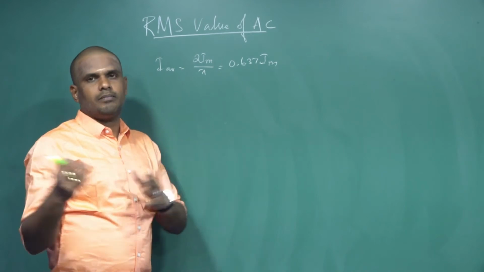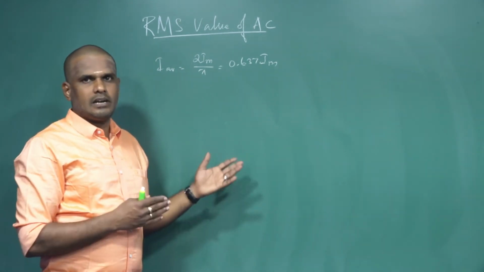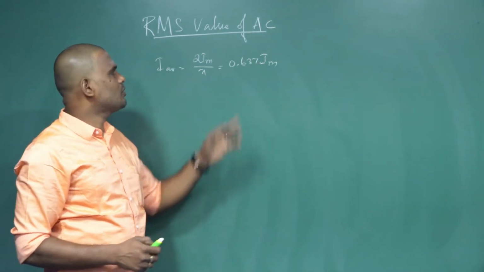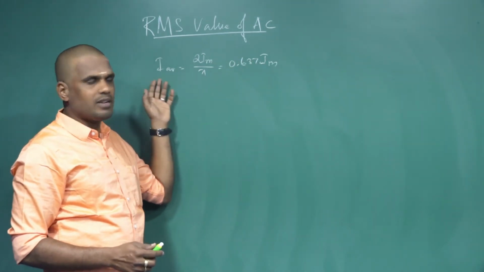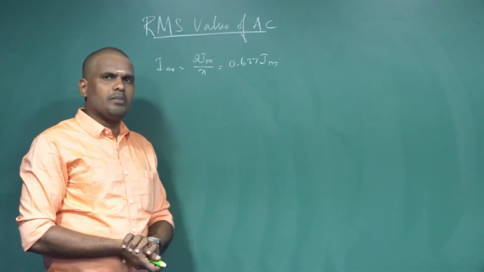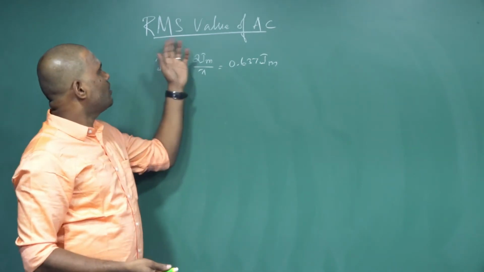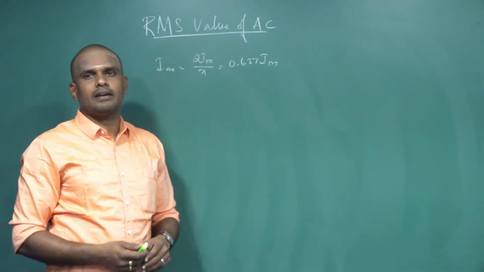If you are given a certain value of current, you can go on with this calculation. If the peak value is known, you can calculate the average value. If the average value is known, you can calculate the peak value of alternating current. That is applicable for both alternating as well as direct currents. But here, we are going to speak about the RMS value of alternating current.